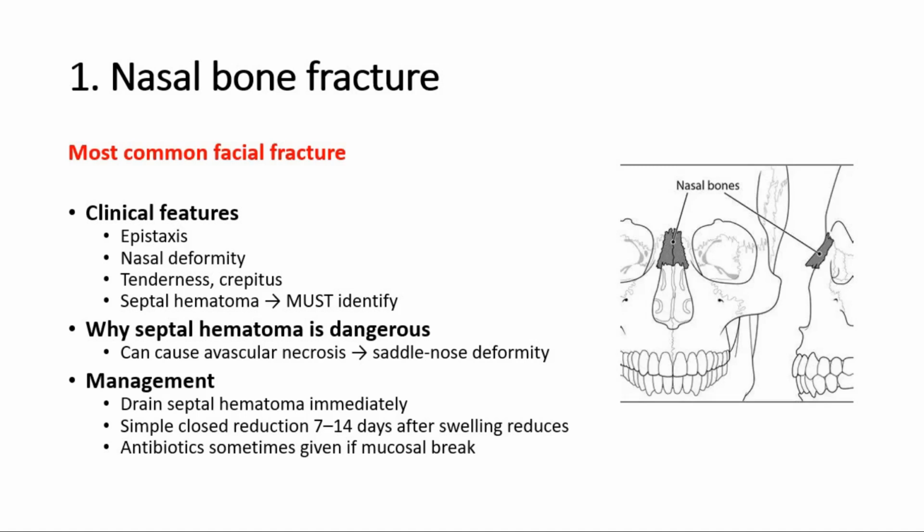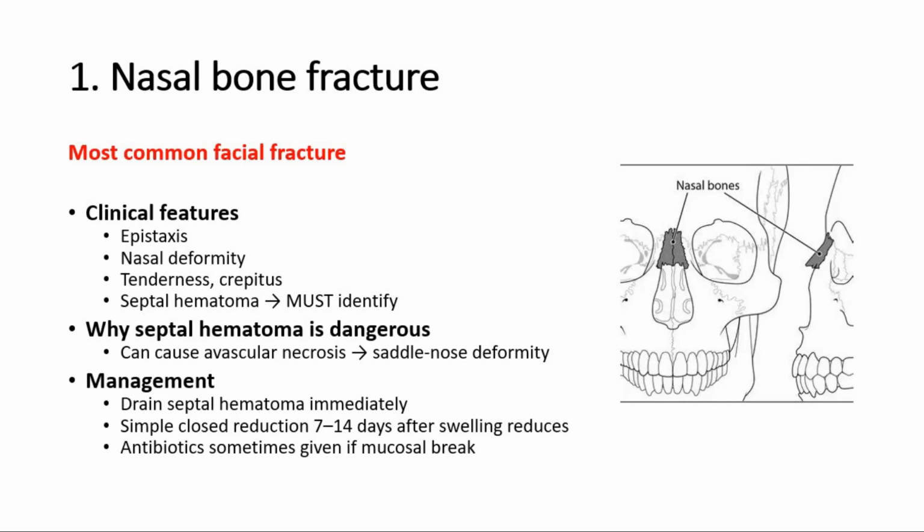A septal hematoma looks like a bulging, soft swelling on the nasal septum. It must be drained immediately to prevent cartilage necrosis and a saddle nose deformity. Management of nasal bone fracture is ice and analgesia. Drain any septal hematoma, closed reduction after swelling subsides, which is usually 7 to 14 days, and will need an ENT follow-up.